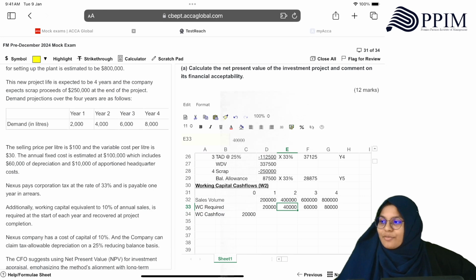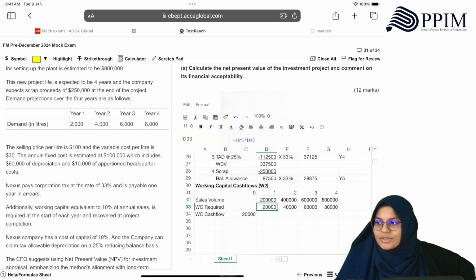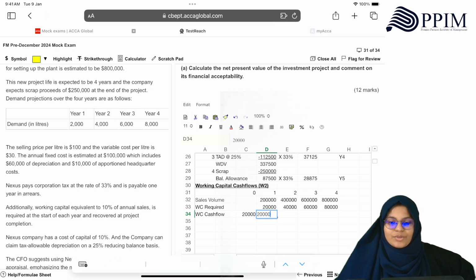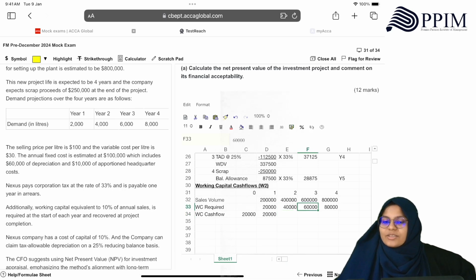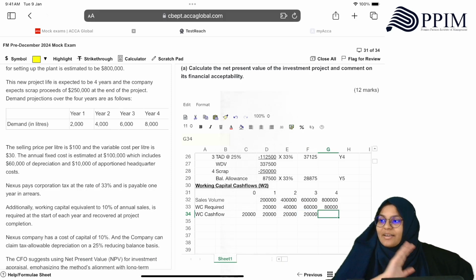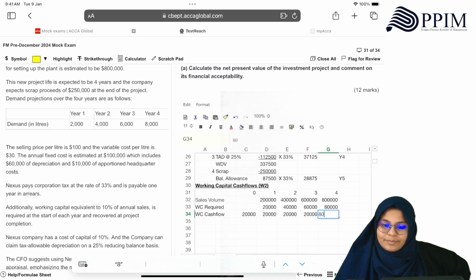Then for year 2 I need 40,000, but I have already put in 20,000 the previous year. So the increment of 20,000 only I have to put in year 1. Then in year 3 also same. I need 60,000, but I have already put in 40,000. So the increase of 20,000 is what I need to put. And here also I need 80,000, but already I have put in 60,000. So again increment is 20,000. Then finally in year 4 they said everything will be released. So the entire 80,000 it will be released.